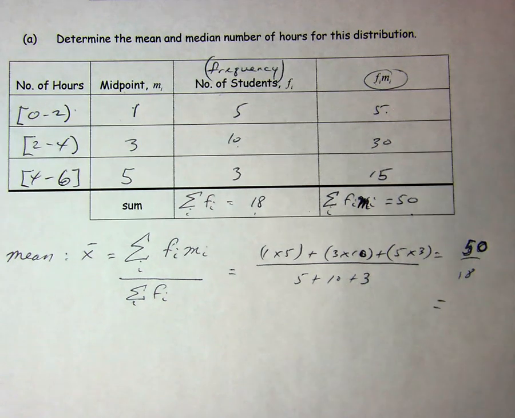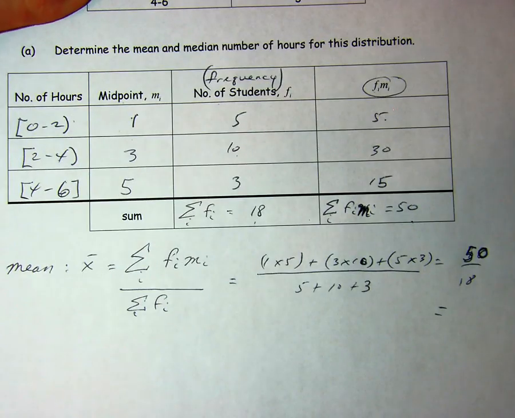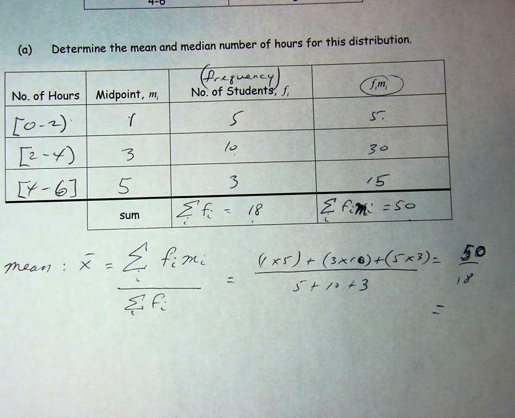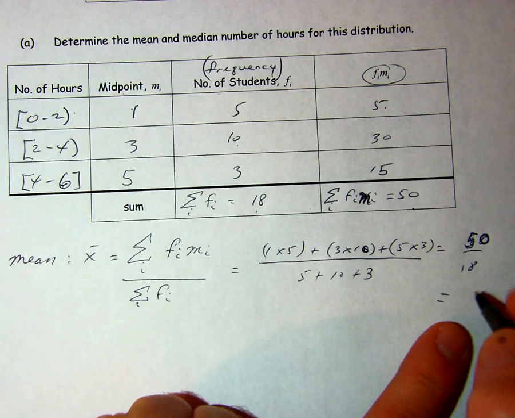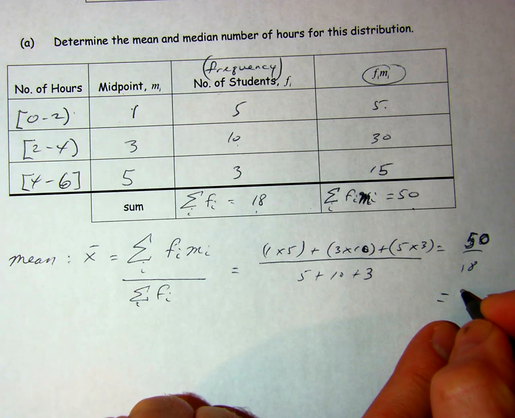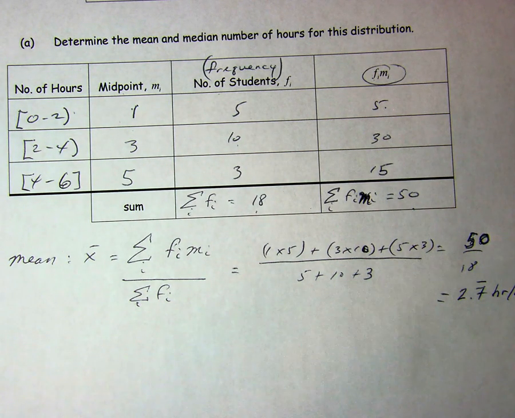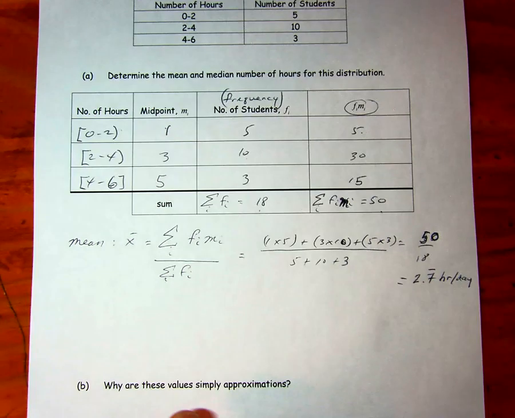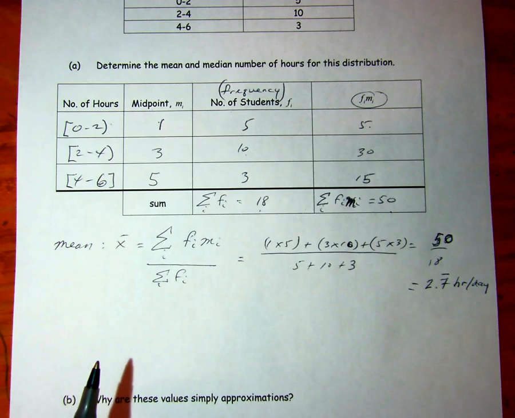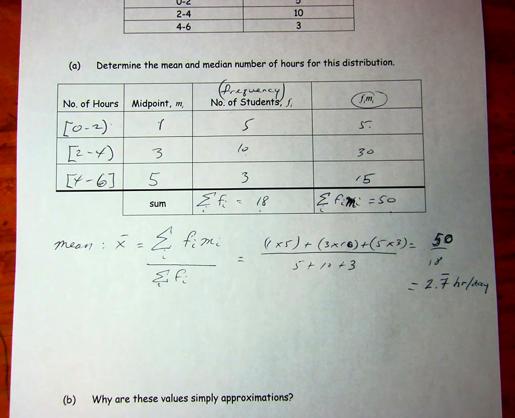So if you got this data, and somebody asks you what's the mean, what's the average number of hours students spend on the computer, you would use this formula, and you would end up with how many hours per day? 2.777, something like that. So that's how you calculate the mean of group data. You have to use this formula. You have to use the midpoints because we've lost all the original data. We don't know exactly where in that grouping they were.